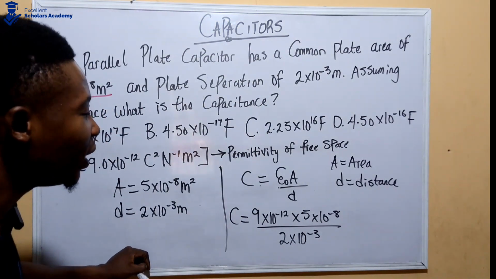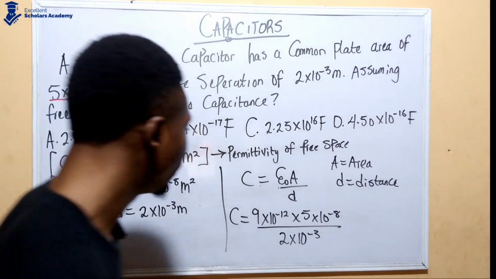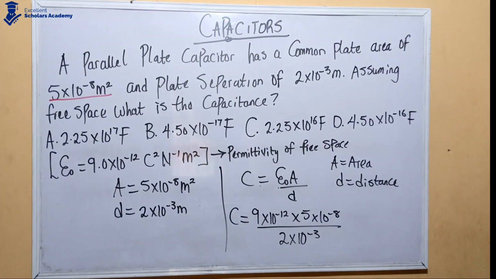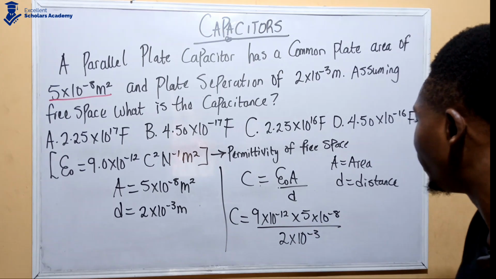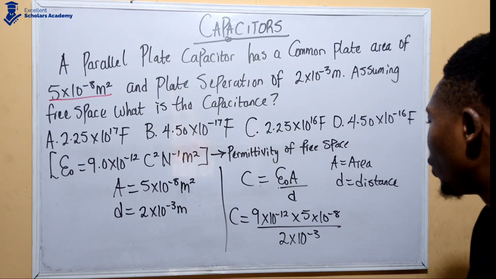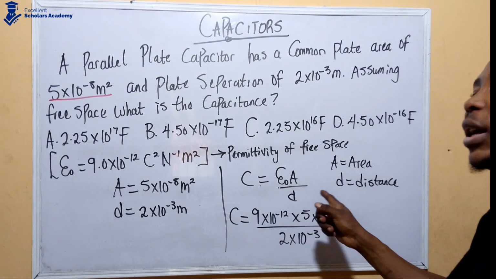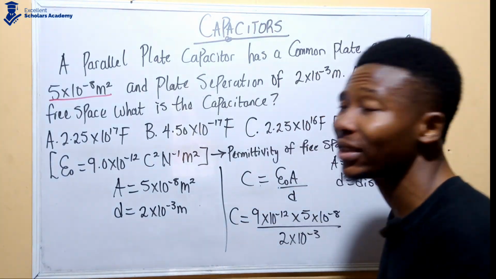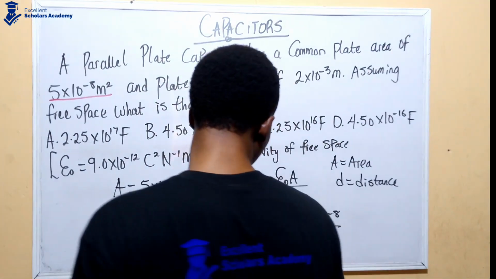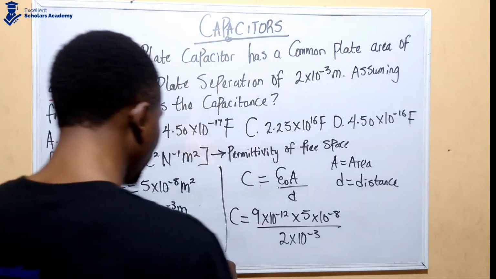Now, how do we go about this? This is 9 times 5. And 9 times 5 is going to give us what? 8 times 5 gives us 40, so 9 times 5 gives us 45.